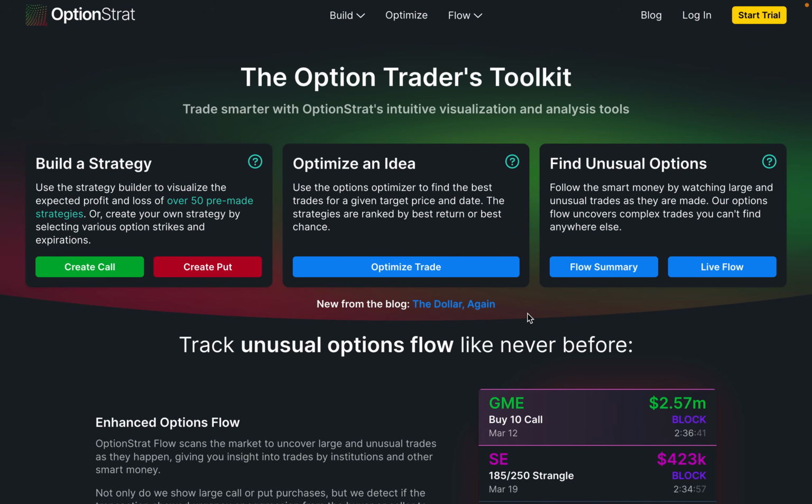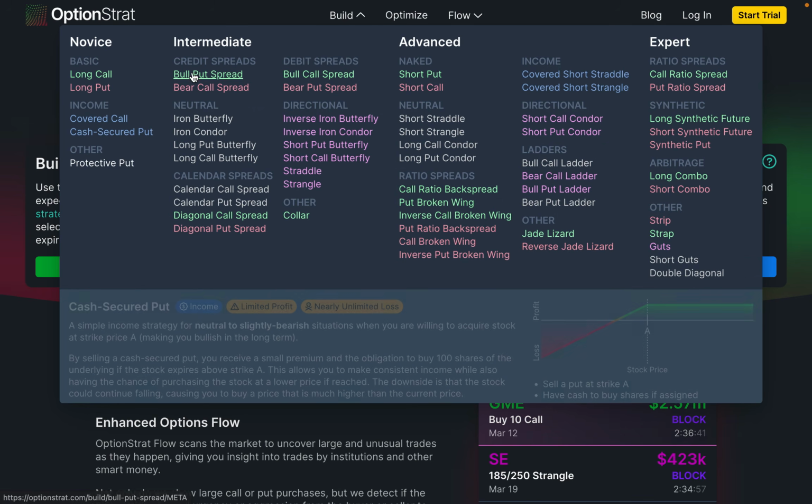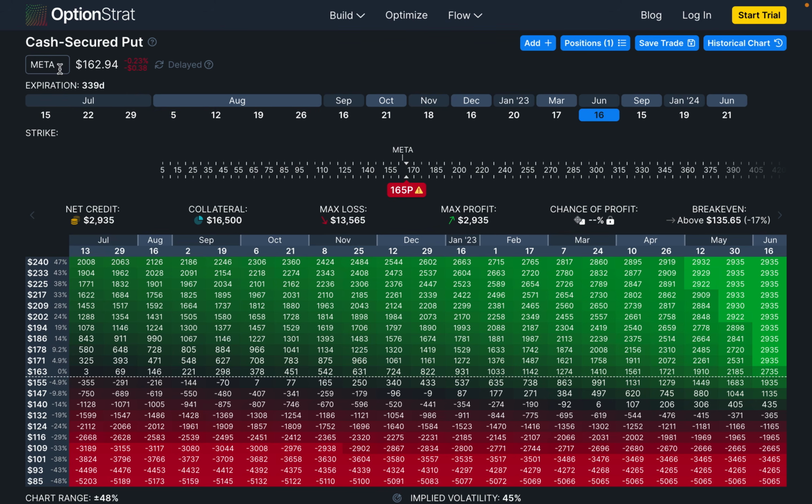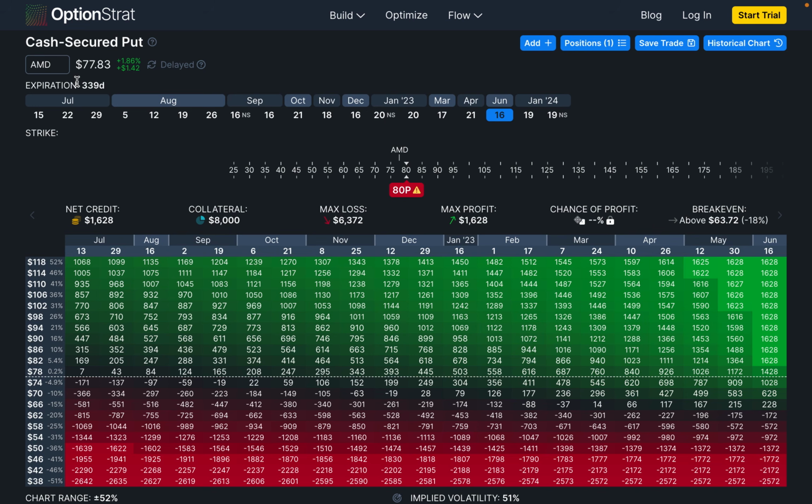So again, this is a really great tool to help you visualize what your profit and losses might be depending on the date, depending on the share price, depending on implied volatility. So what we want to do here is go to build, and under income, we have a cash secured put calculator here. And so we would go over to whatever stock we want to use. So again, for today's example, we're using AMD.